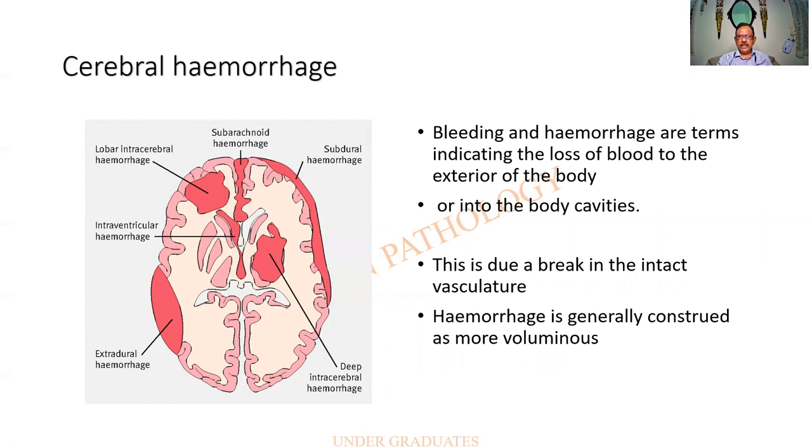So the definitions are given over here. The terms bleeding and hemorrhage indicate the loss of blood to the exterior of the body or into the body cavities. This is due to a break in the intact vasculature. Hemorrhage is generally considered to be more voluminous than bleeding.